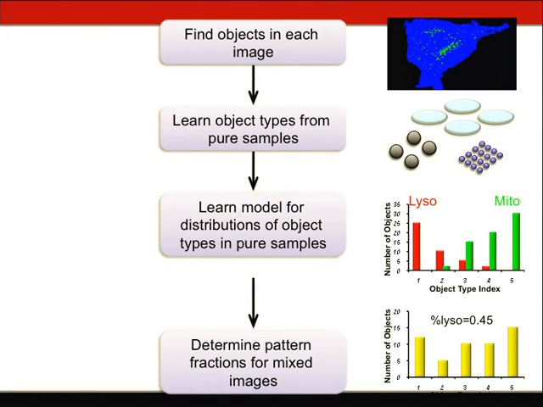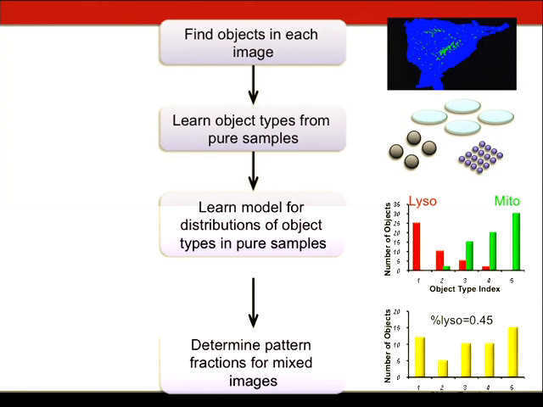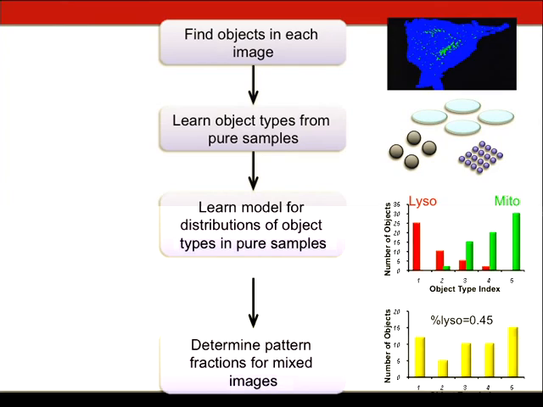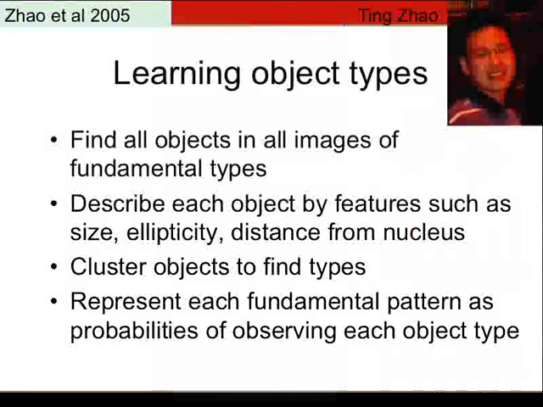Imagine lysosomes are primarily in these low-numbered object types, and mitochondria are primarily the high number. This is just a toy example. The idea is that if we have these fundamental distributions, and we're given some mixed pattern, we can back out what the percentage of the protein was between the two patterns. Okay, so how do we learn these object types?